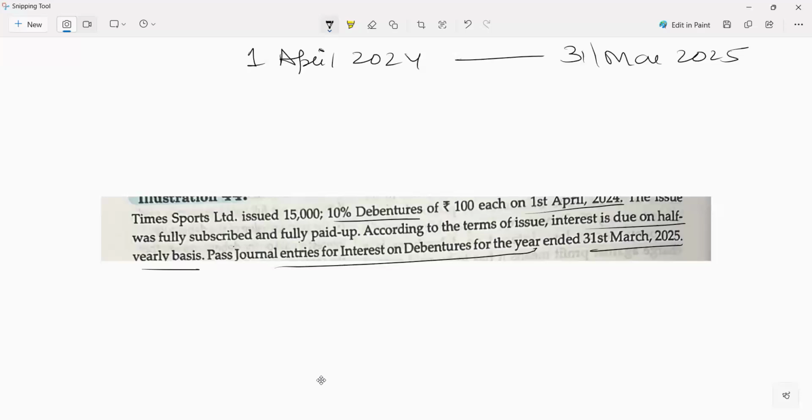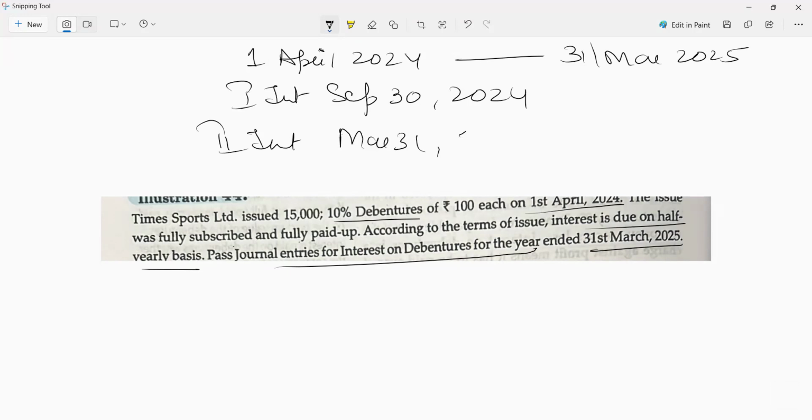Two times means the first interest will be after 6 months, that is, after April, May, June, July, August, September. So the first interest the company is going to pay on September 30th, 2024. This is the first interest. And the second interest the company is going to pay on March 31st, 2025. Understood these two things, how the company is going to pay half yearly interest twice.